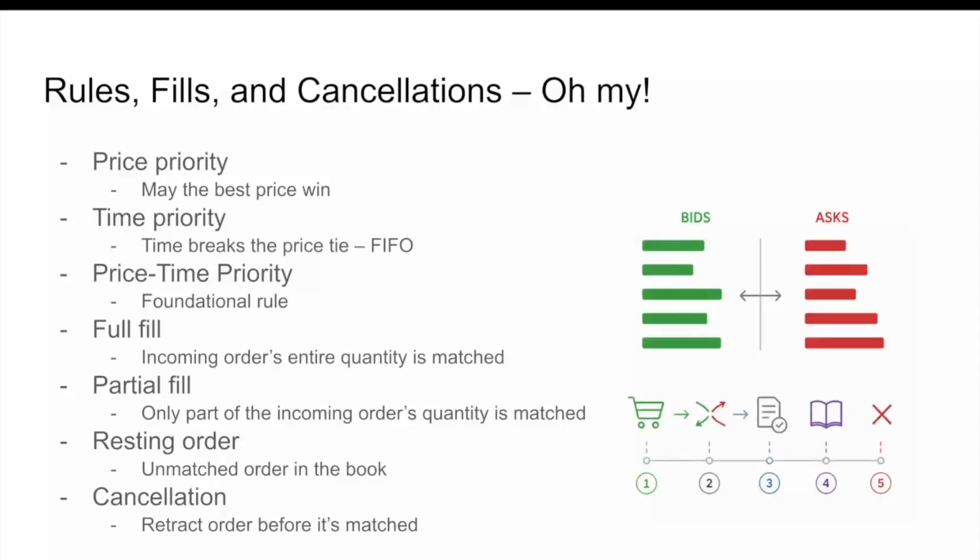Okay, so there are a couple of kinds of fills. First, there's a full fill, which just means that the incoming order's entire quantity is matched and none of it rests in the book, none of it's left over. There's a partial fill, which means only part of the incoming order's quantity matches. The remainder becomes a new resting order in the book. This is not the case for the example that we had above, because the remainder was from the ask side. Okay, lastly, we have a resting order, which is an order that is still sitting in the book. It's unmatched and it's waiting for a future order to cross it, to match with it.